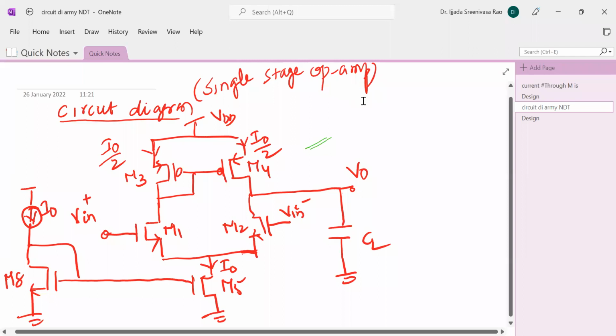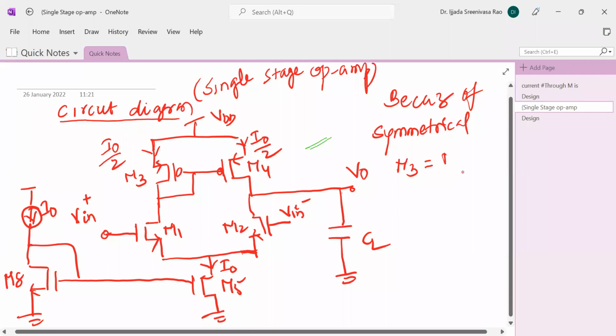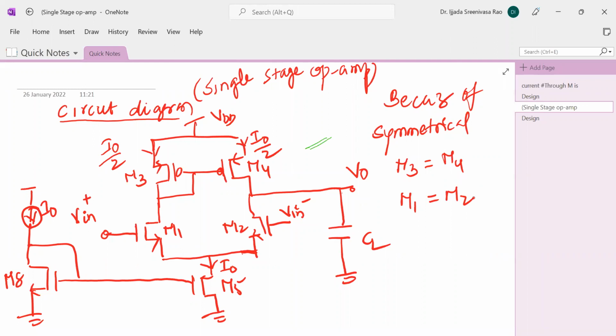Because of the symmetrical configuration, this side and this side are symmetrical. So M3 is equal to M4. What do you mean by this? Both the transistors have equal dimensions. Similarly, the M1 transistor and M2 transistor are both symmetrical. Got it? Since they are symmetrical, you can take it like this.